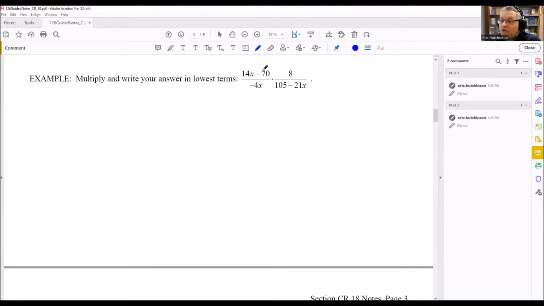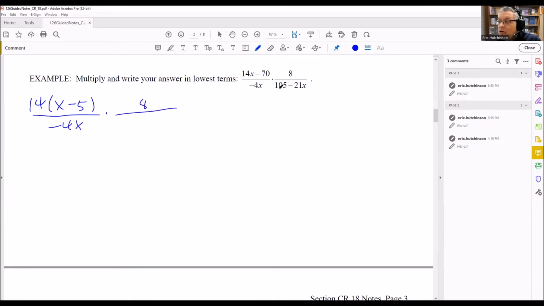Now, if you're not sure what to factor out of these first two here, take 70 and divide it by 14. If it goes in evenly, now you know that you can take out 14, because you always want to pull out the largest number possible here. So 70 divided by 14 does in fact go in evenly, which means I'm going to factor out 14 from here. 14x divided by 14 is x there. Negative 70 divided by 14 is negative 5. We have negative 4x down here. And next, got an 8 on top.